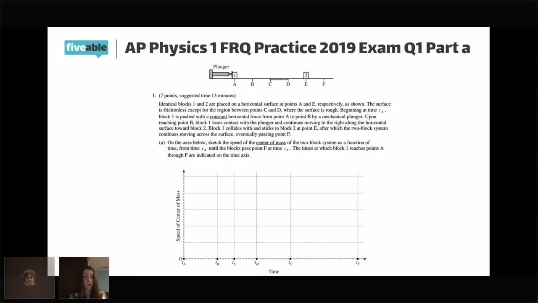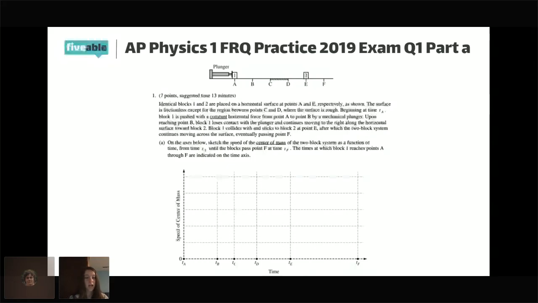So this part A is asking us to do a graph of the speed of the center of mass. And it's really important to pay attention to what it's asking, because I know from reading the chief reader's report for this part of the exam that a lot of people were mistakenly graphing the speed of block 1. So you really have to pay attention to those units on the graph. The first thing I would do when approaching this is just break it down into sections.